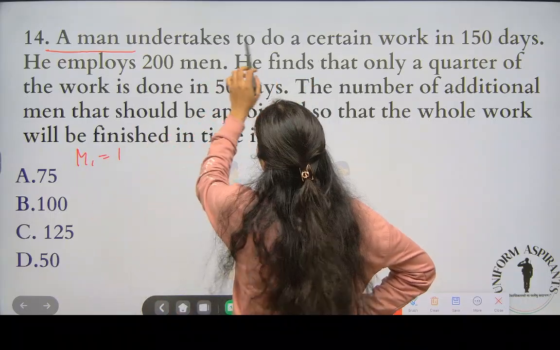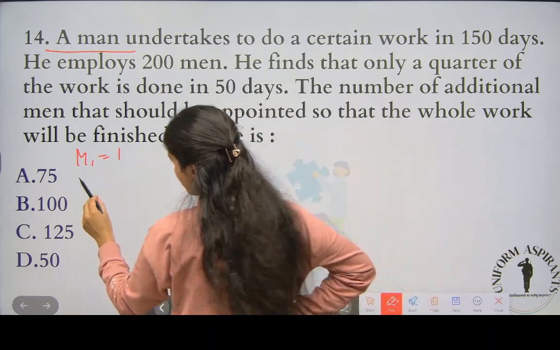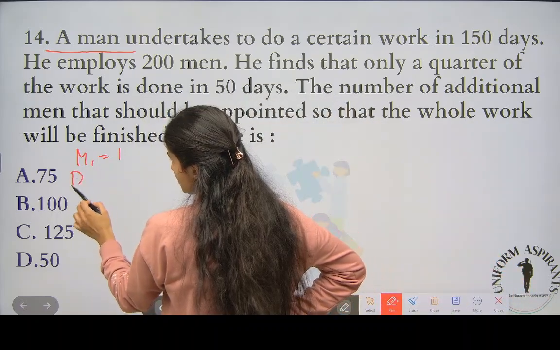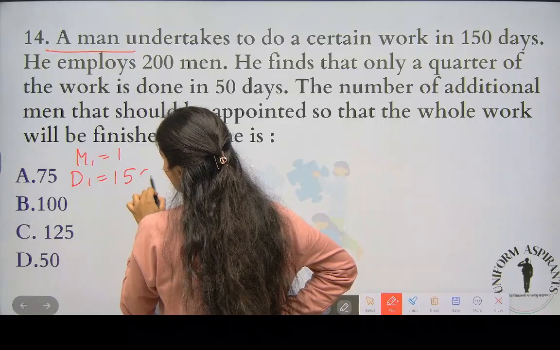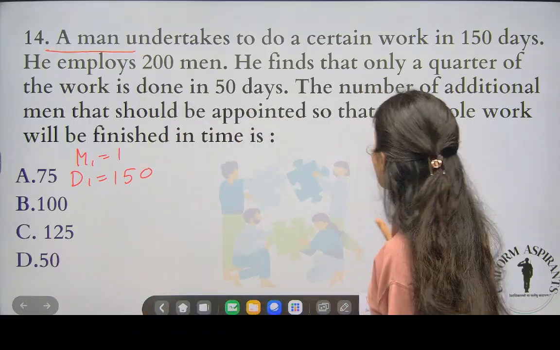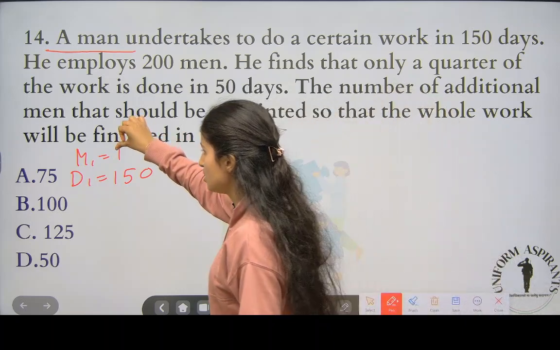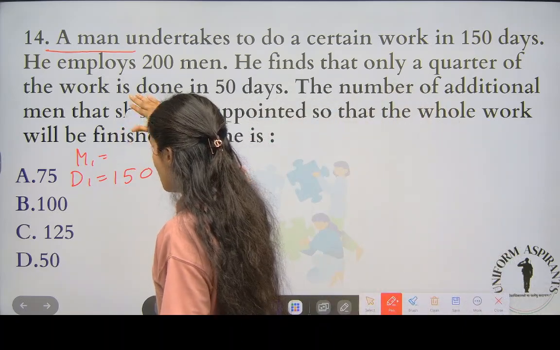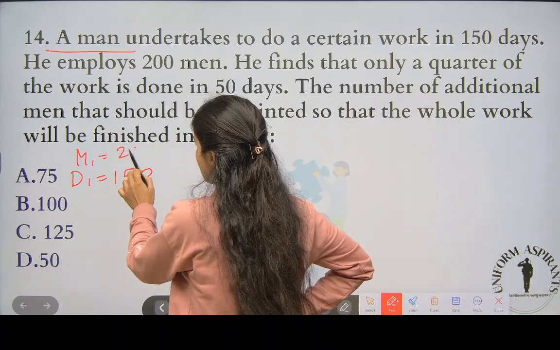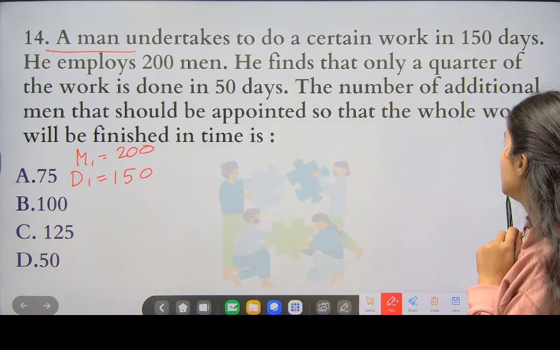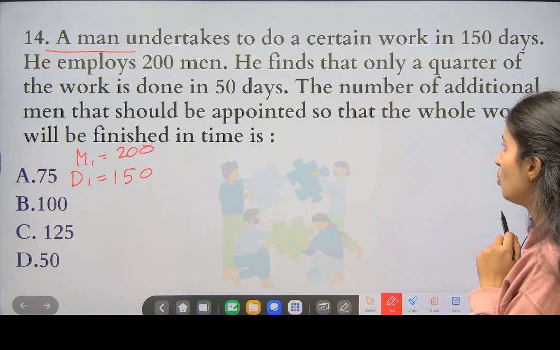I told you that he takes work. Okay, he is taking a task to do certain work in 150 days. Okay, D1 is equal to 150. Fine, no problem. He employs 200 men. Now see here, a man is taking the task, but he is not working. How many people are working? 200 men. Fine.